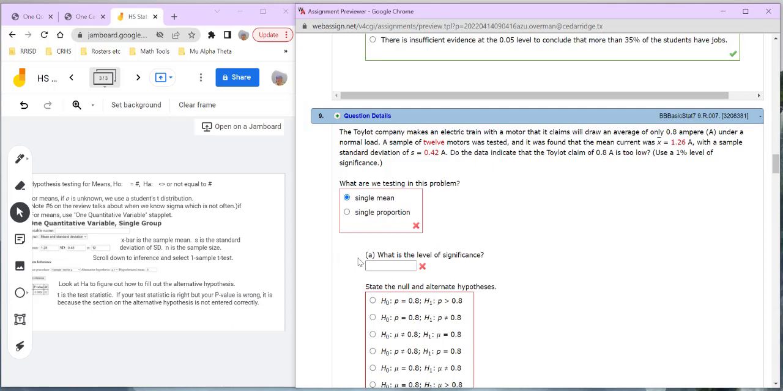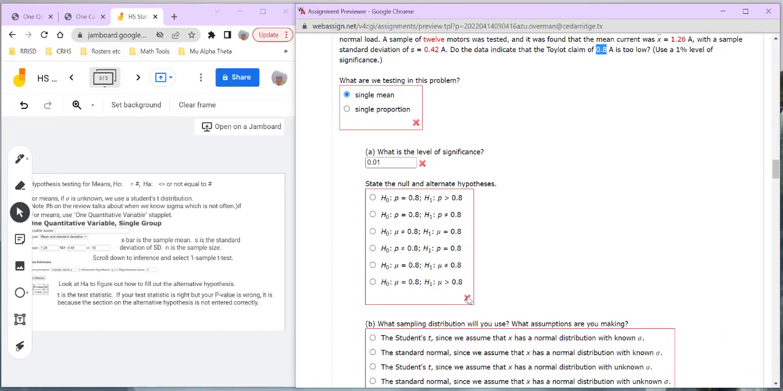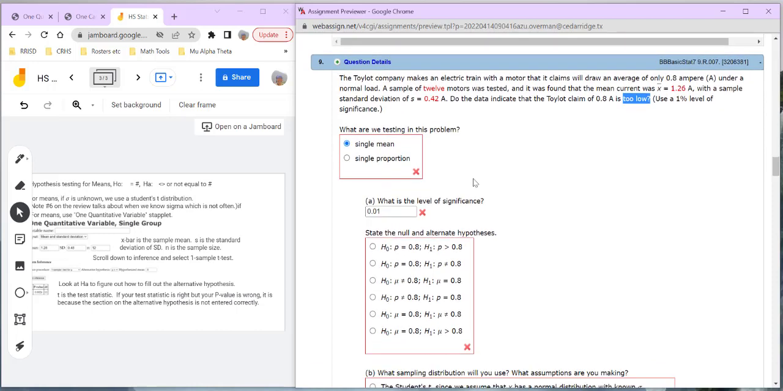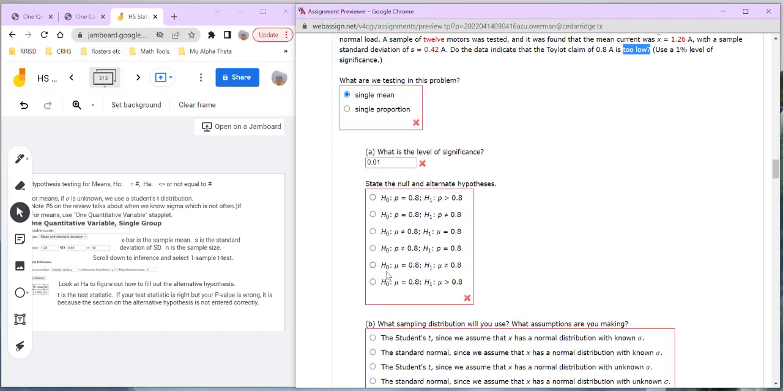So we're on this slide. What is the level of significance? Ooh, it's tiny. It's not the 0.05 this time, it's 0.01. It's not going to be a P because we're doing a single mean. Our hypothesized value is 0.8, so all these have 0.8s, and I need an equals 0.8. We're worried about too low, so less than 0.8. Wait, is the claim too low? Hold on. Mu equals 0.8.